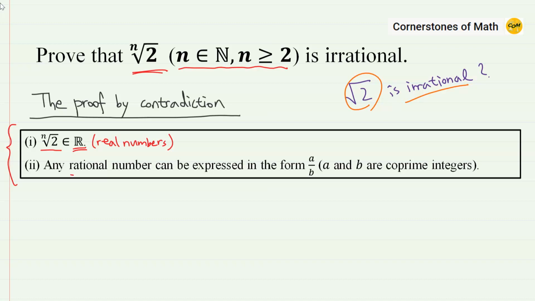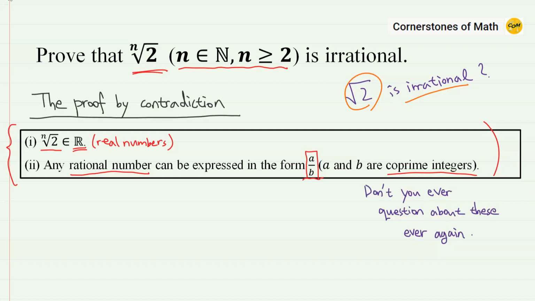And second, any rational number can be expressed in the form of an irreducible fraction a over b, which means that a and b are co-prime integers. These are things that can be proved using more advanced analysis and algebra, so in this video we will just take them for granted. Alright, now the proof by contradiction.